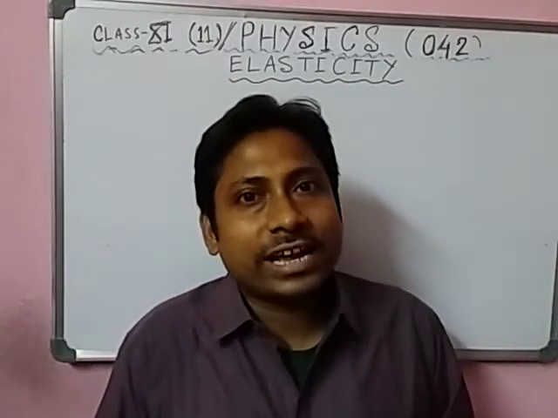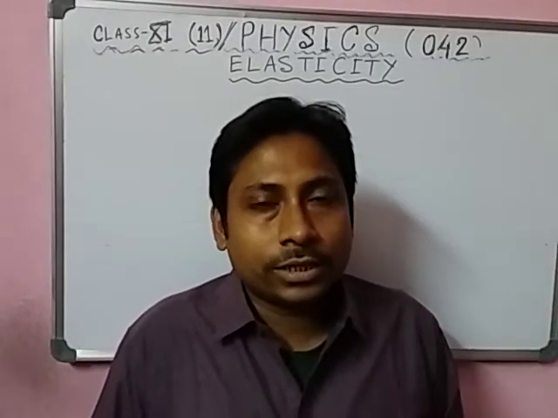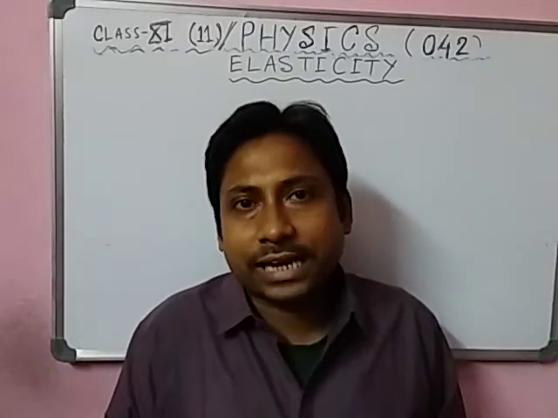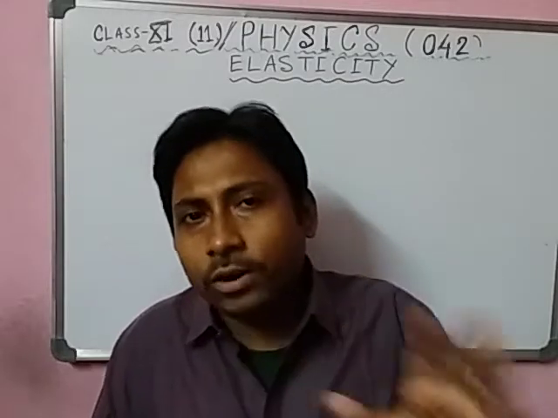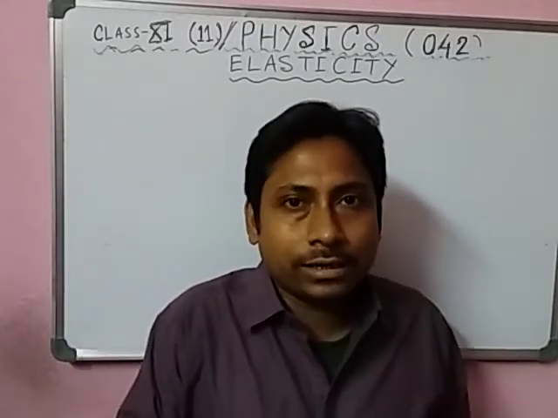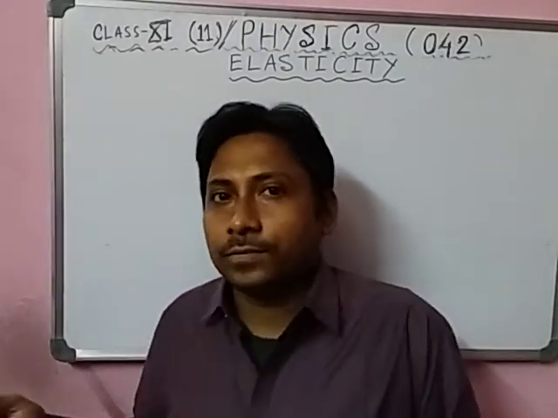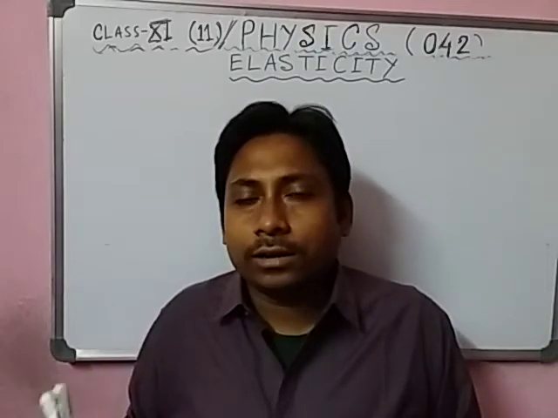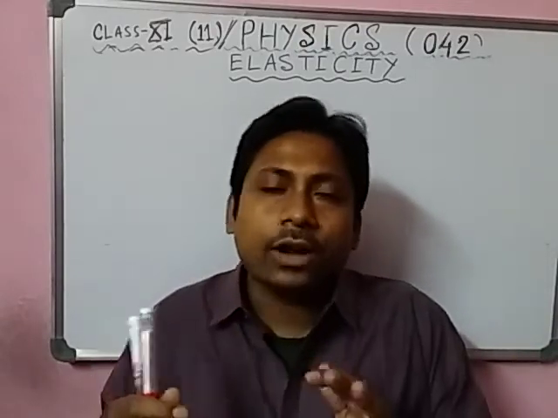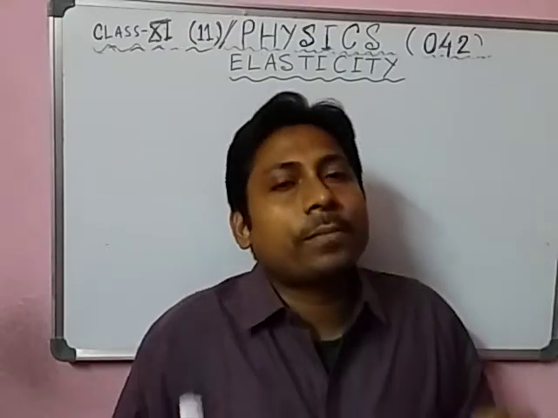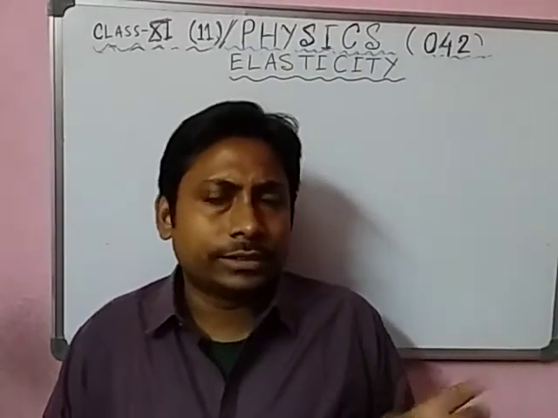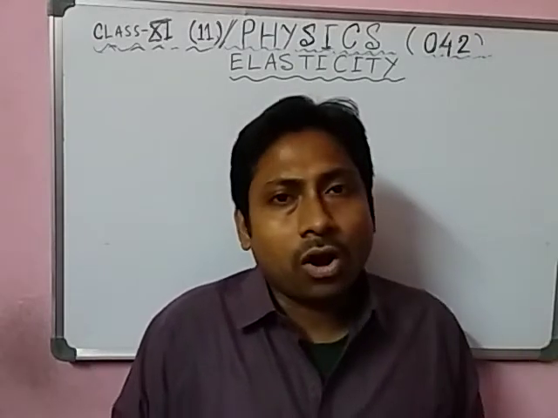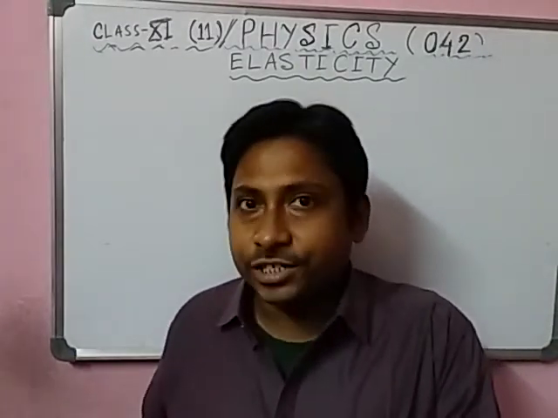And there are some bodies, like a rigid body, whose shape and size you cannot change. These are called rigid bodies. So students, no body is perfectly elastic or perfectly rigid. The elastic property of every body lies in between these two limits. It's neither perfectly elastic nor perfectly rigid.